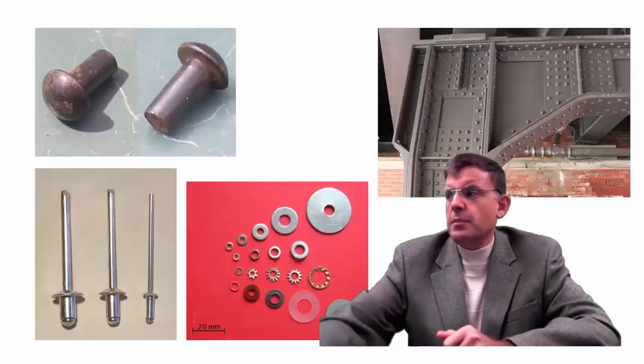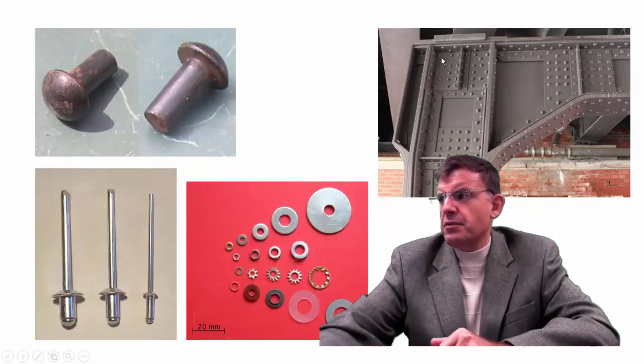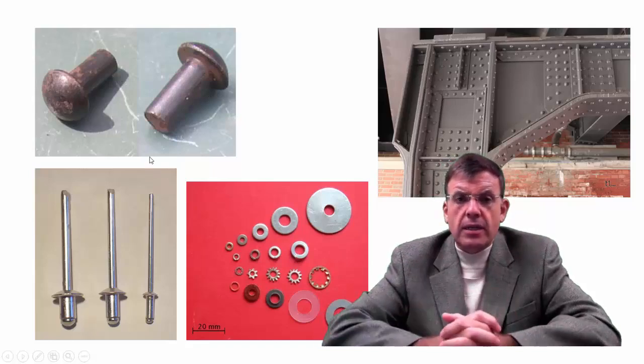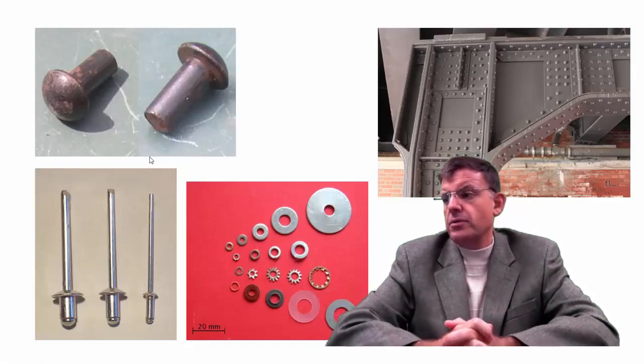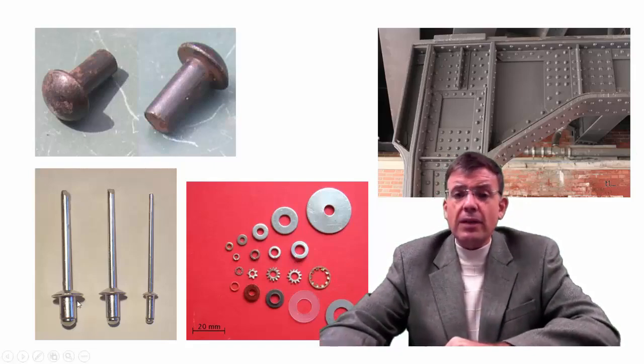Here are some examples of rivets. We often associate rivets with structural components. They can also be used in smaller types of devices, and of course, we're familiar with those. Here we have an example of a blind rivet.